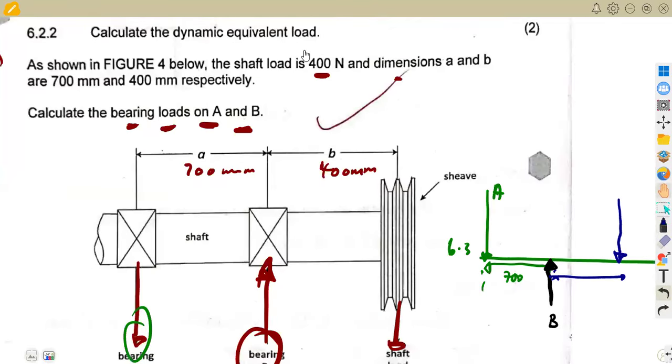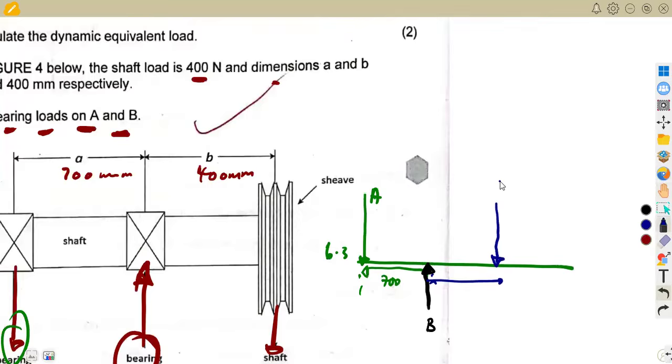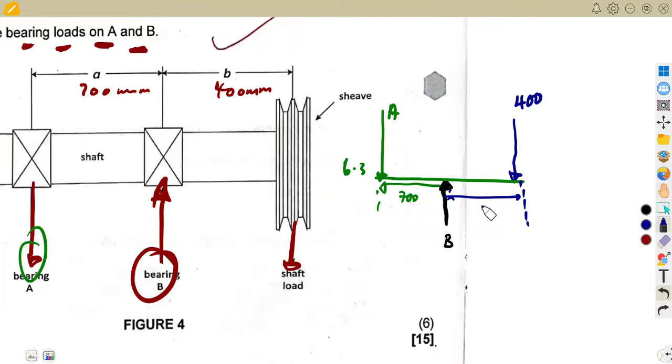And we must be given this. It is given the shaft load is what? 400 Newton. So we are given 400 Newton as a point load. And that is where our diagram is ending. So as we can see, we can use our moments in this case. The distance between B up to the end is 400 millimeters up to the shaft load.